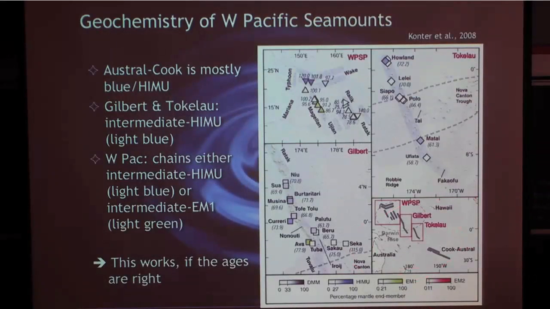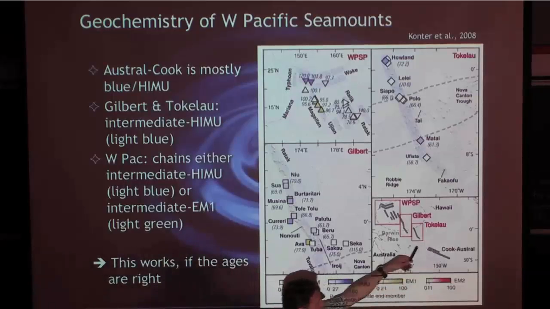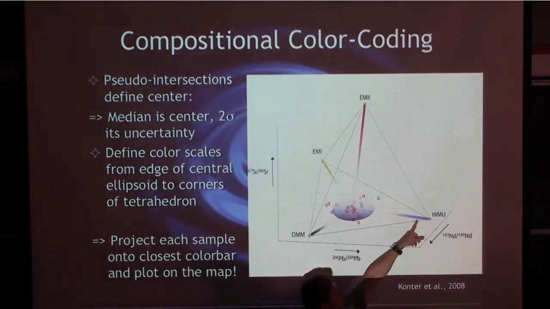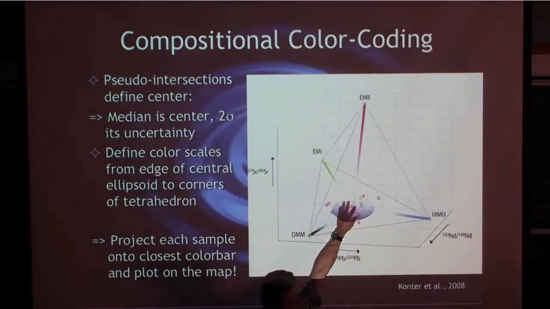here's that little map you saw before. So Gilbert is this guy here, Tokelau is this guy here, and then WPSP is this whole area here. What we have, basically, Cook Australs here, you saw in one of the earlier ones already, is mostly bluite, mostly this high mu component. And Gilbert and Tokelau are also mostly bluite, from gray to blue. So in that tetrahedron, what that's showing you is you're going from gray to blue. You're out on this branch here somewhere, right? Once it becomes completely gray, you're in the middle.